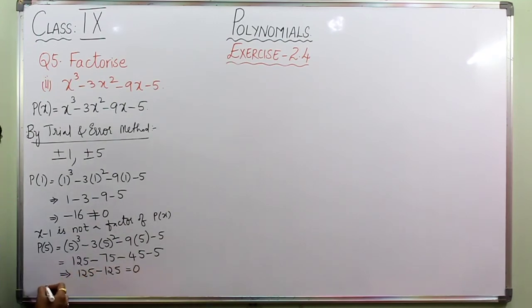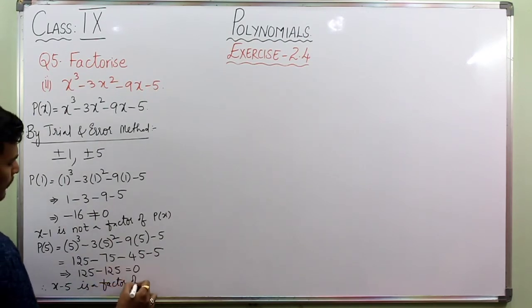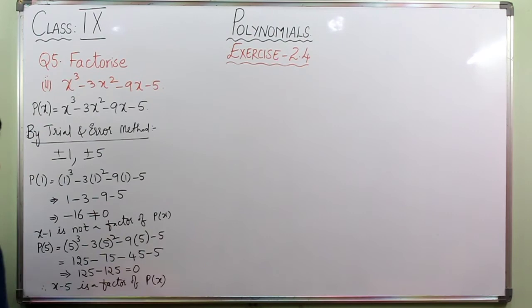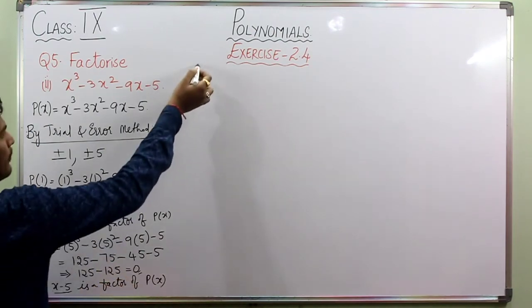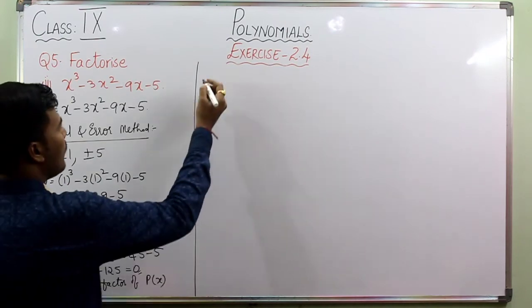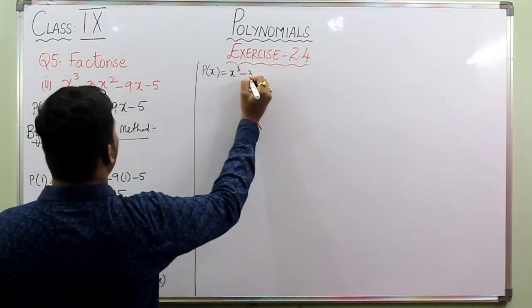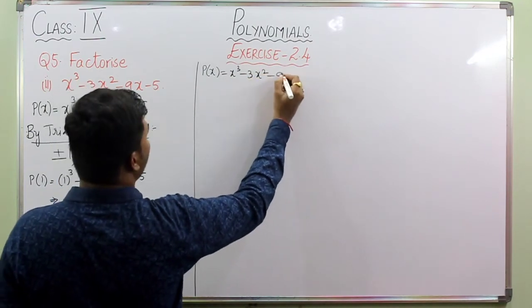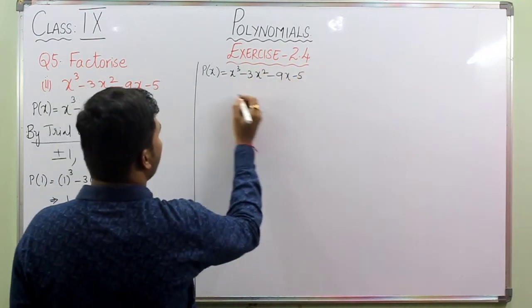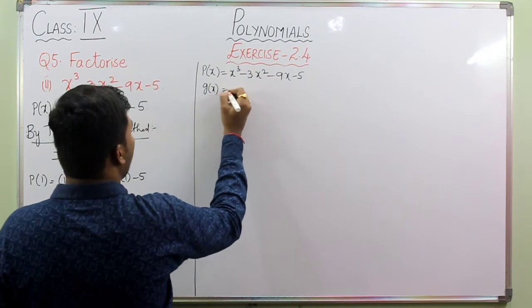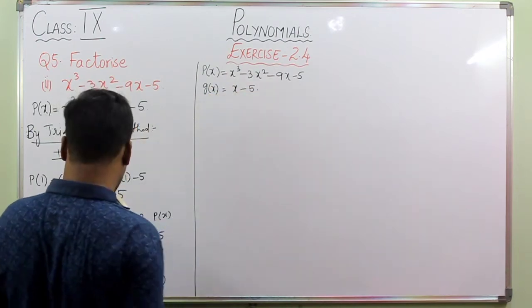So therefore x minus 5 is a factor of p of x, right? We got this as 0. So therefore this will become a factor of p of x. So now what we will do, our p of x is x cube minus 3x square minus 9x minus 5, and our g of x is x minus 5, right?